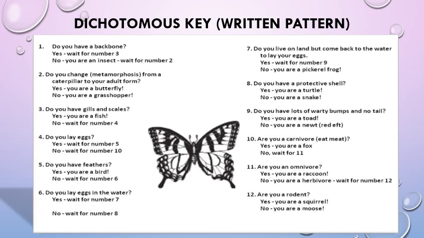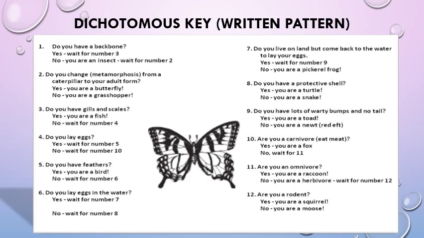Number 2 is, do you change or metamorphose from a caterpillar to the adult form? If yes, if the process of metamorphosis is there, then it will be a butterfly, and if no, then it will be a grasshopper. In this way you have identified the insects. One was butterfly and one was grasshopper. Now move to question 3, that is, do you have gills and scales? If the answer is yes, then it will be a fish, and if the answer is no, then we have to move on to number 4.